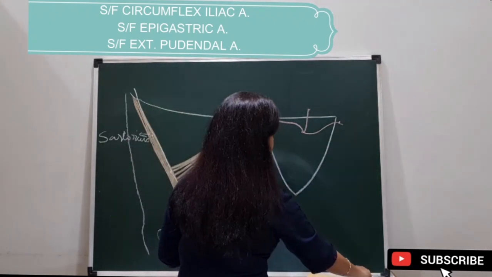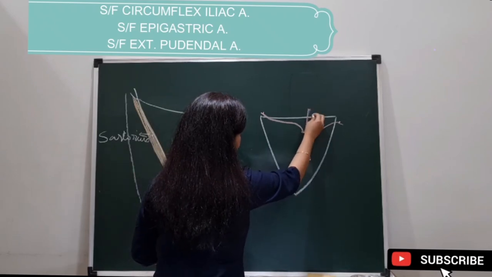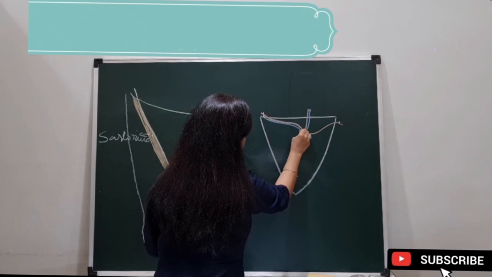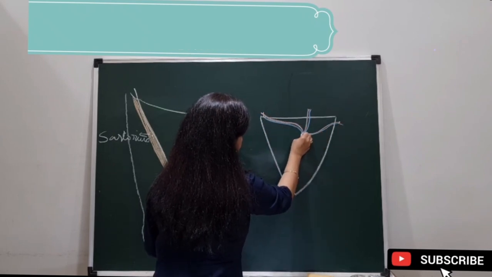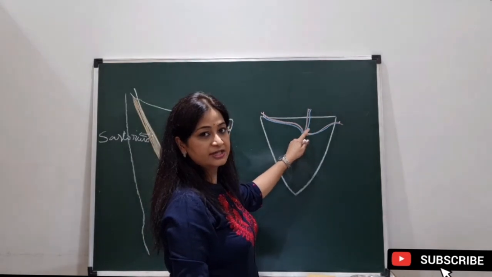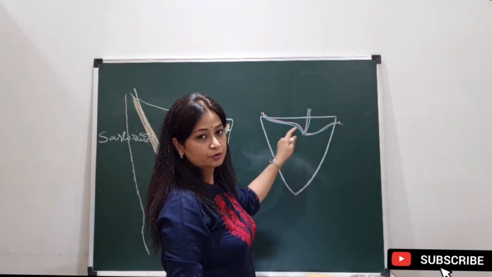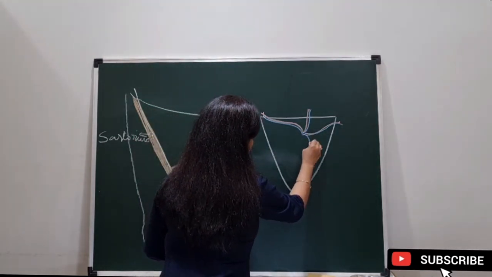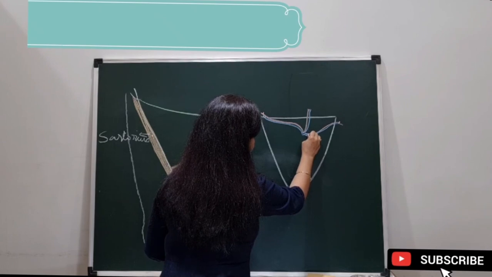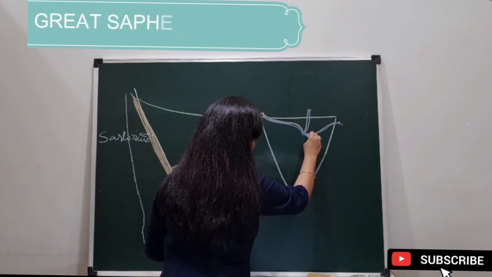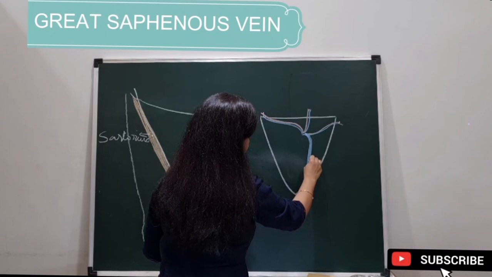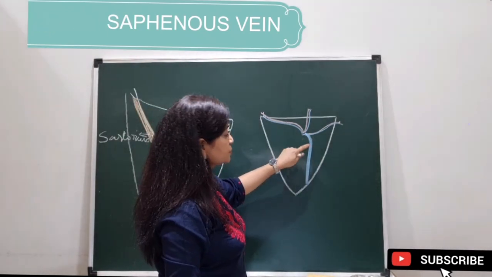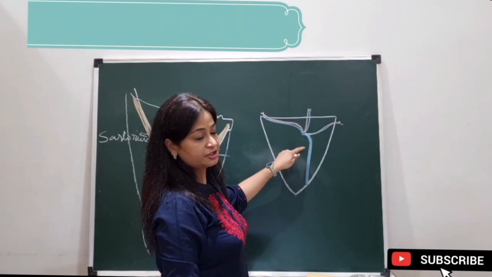Now, veins of the same name accompany these arteries and drain into the femoral vein. So these three superficial arteries and veins are a content of the superficial fascia of this region, right? Apart from this, a large vein known as the great saphenous vein, the upper part of the great saphenous vein, which drains into the femoral vein over here, is also a content of the superficial fascia.